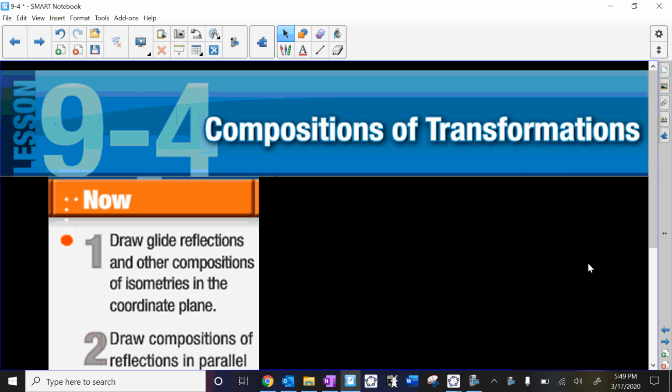Section 4 is looking at compositions of transformations. If you have your yellow sheet with all the transformation rules on it, we're going to use that in this lesson. Essentially, a composition is just doing more than one transformation. We're going to look at a specific type of composition of transformations called a glide reflection, and then we will try and draw a couple as well in this section.